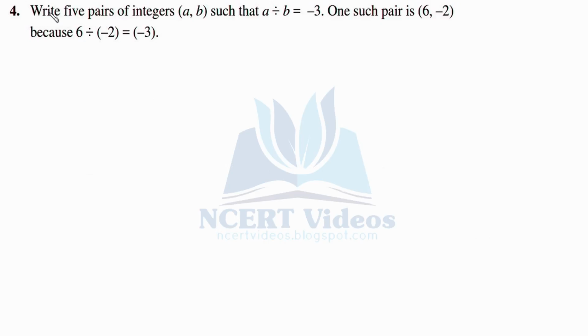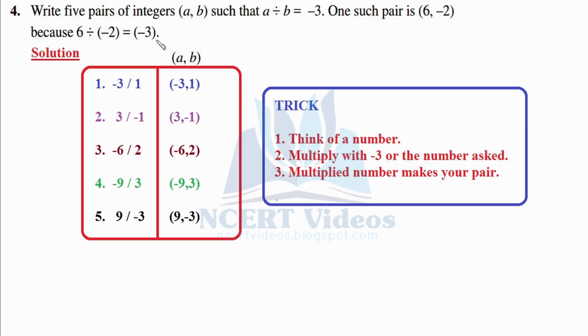Question 4. Write 5 pairs of integers a, comma b such that a divided by b equals -3. One such pair is 6 divided by -2, because 6 divided by -2 equals -3. Okay, so you have to find the pairs which satisfy this equation. So here we go. First one can be -3 divided by 1.